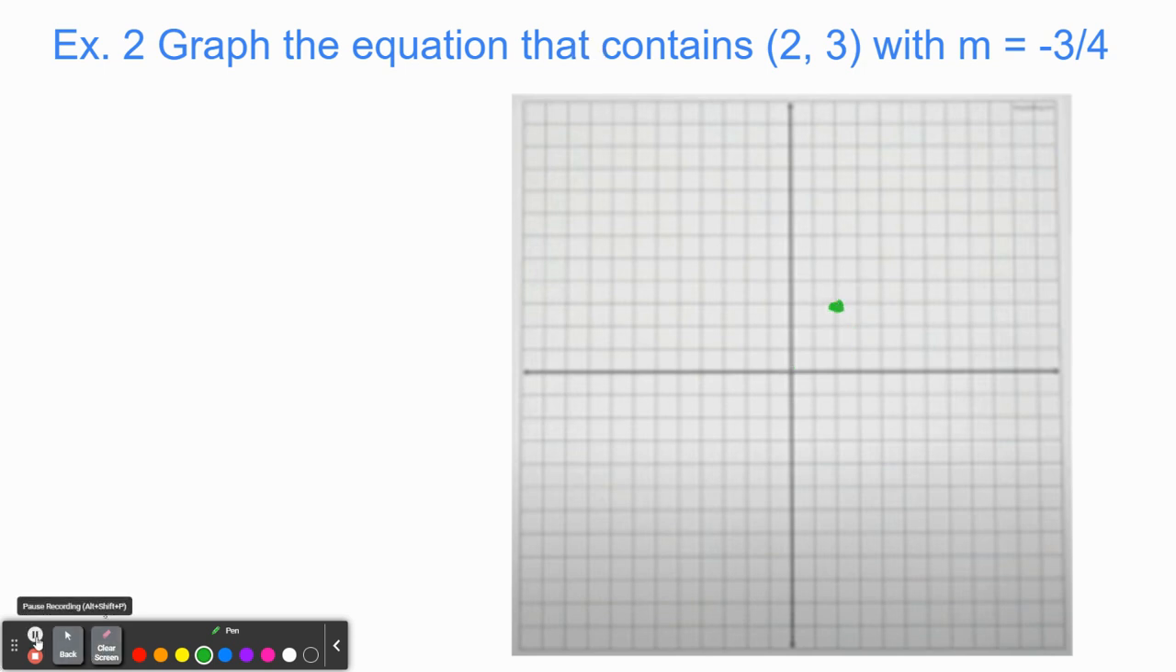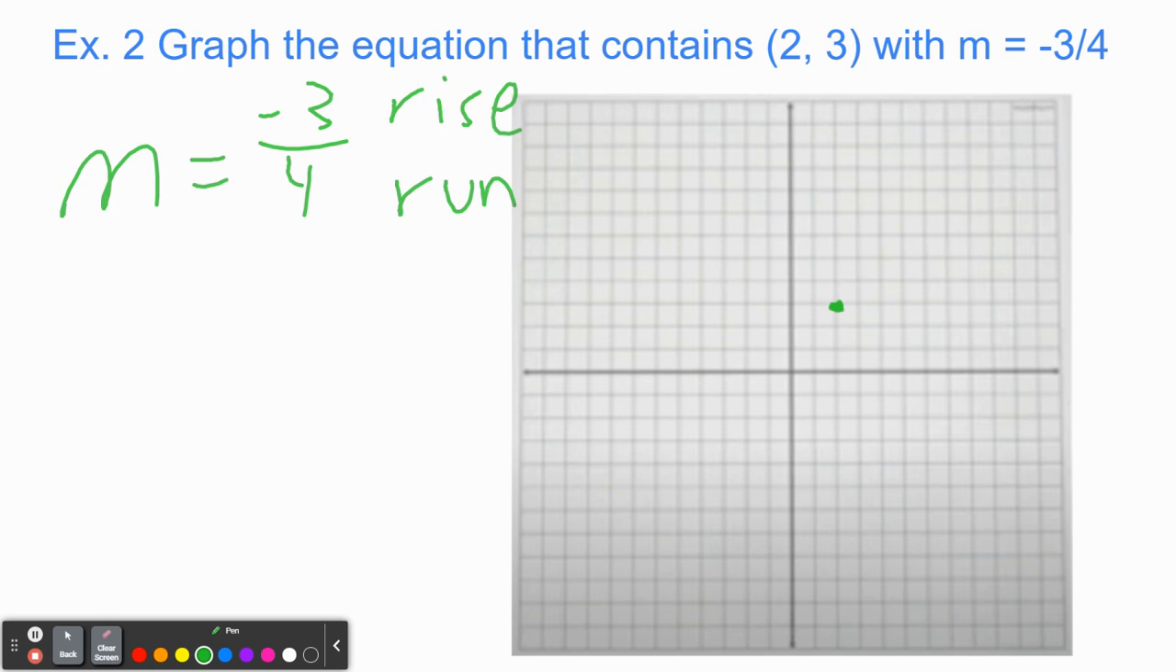Again, we're given a slope here. M equals -3/4. Our rise is -3, and our run is +4. -3 down, 1, 2, 3, and to the right 4, 1, 2, 3, 4. Looks like the point's about 1, 2, 3, 4, 5, 6, 0. And that matches up pretty well there.